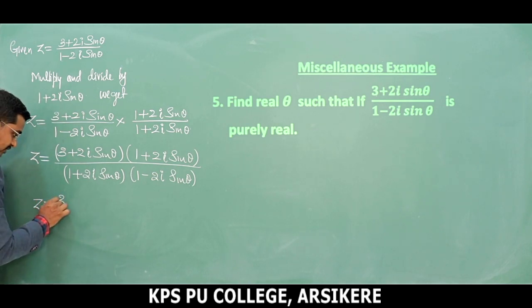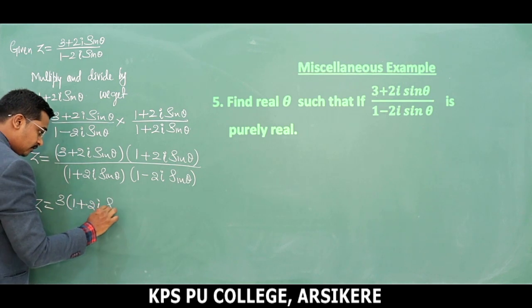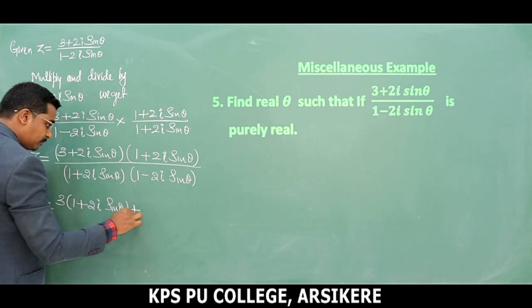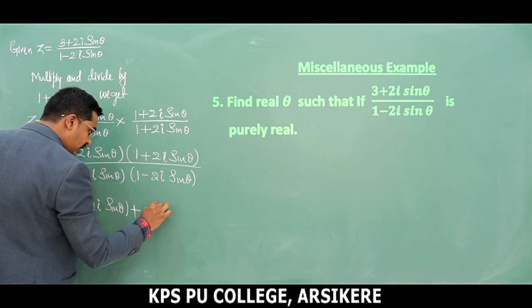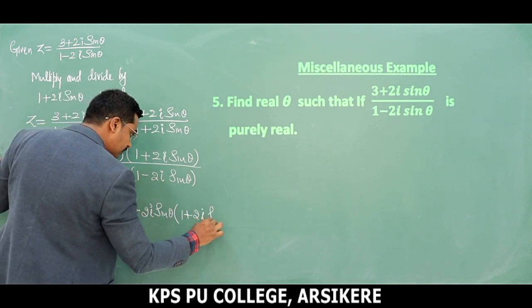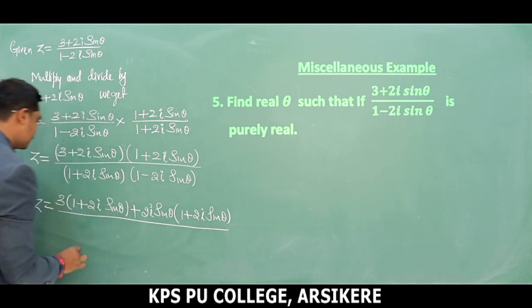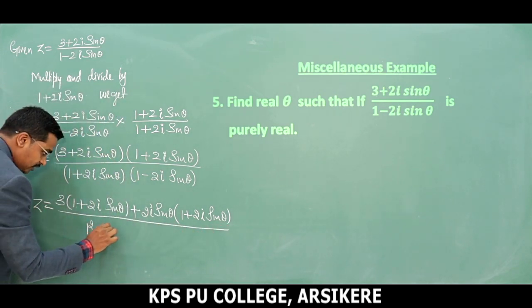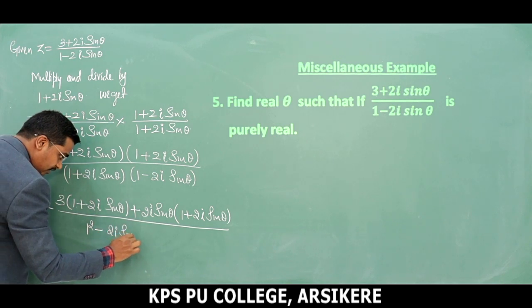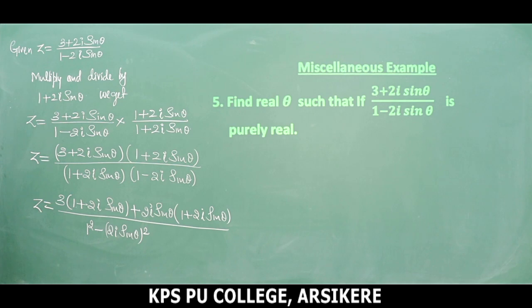Z is equal to, so first simplify the numerator. So the numerator is 3 times of first this term 1 plus 2i sin theta, plus 2i sin theta into 1 plus 2i sin theta, whole divided by 1 square minus 2i sin theta whole square. Here 1 plus 2i sin theta whole square.